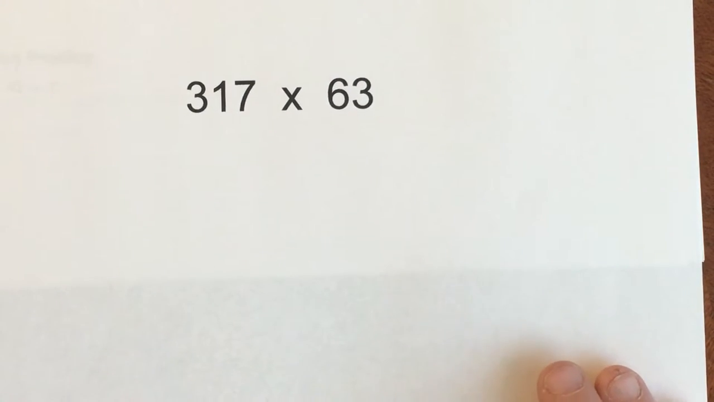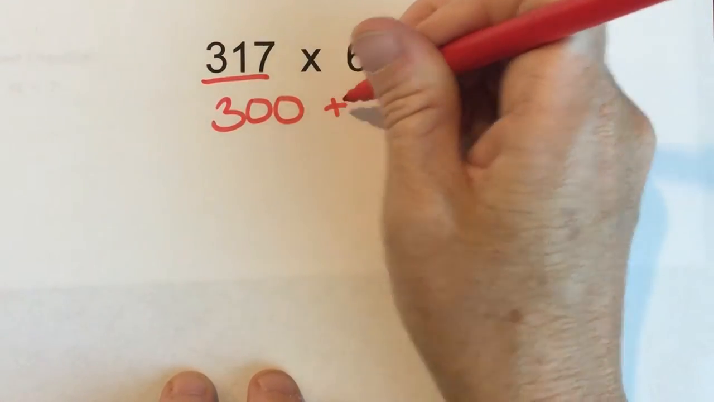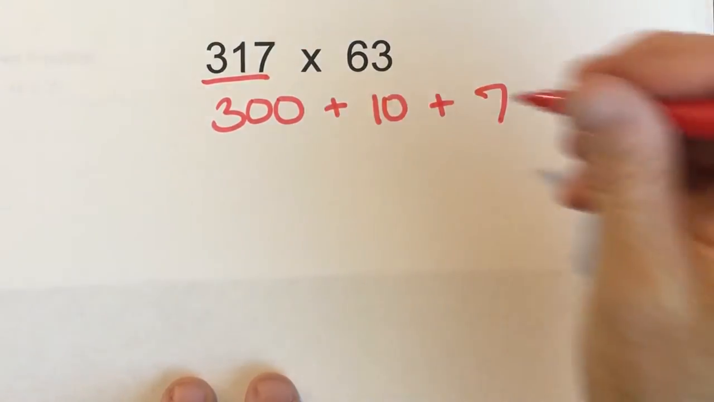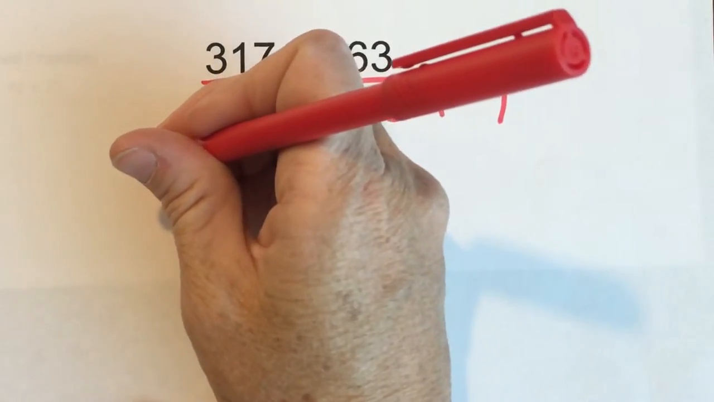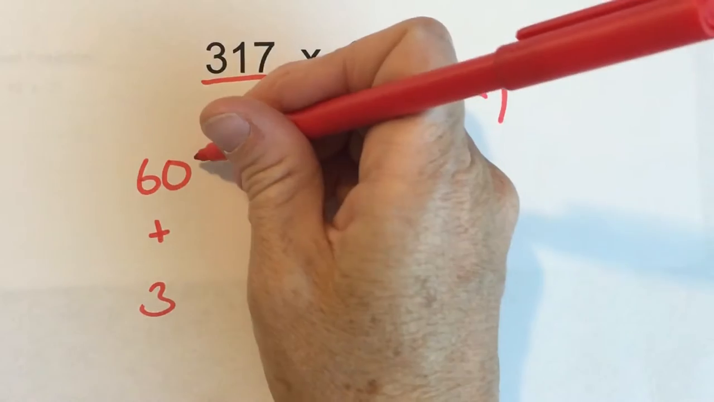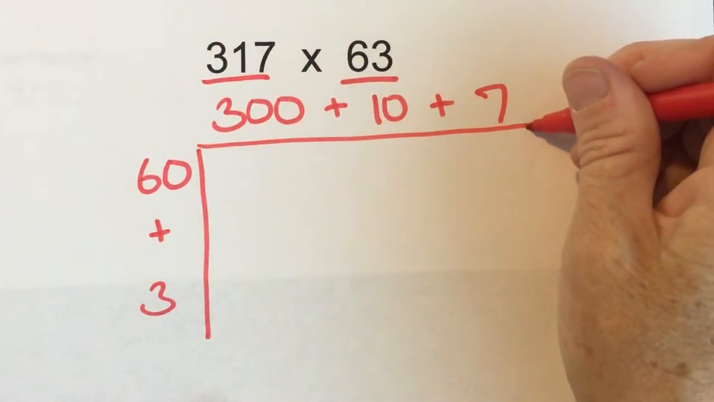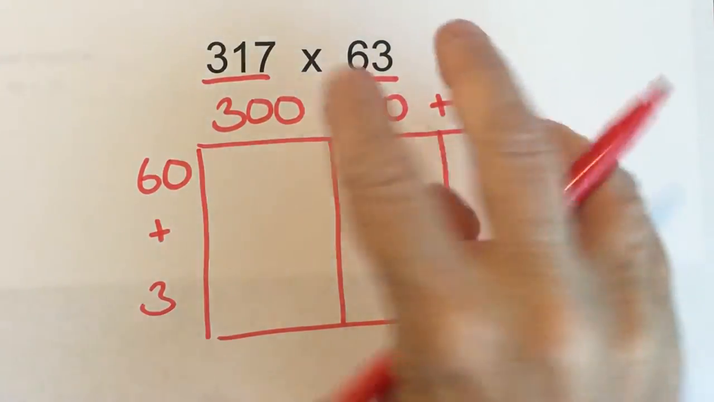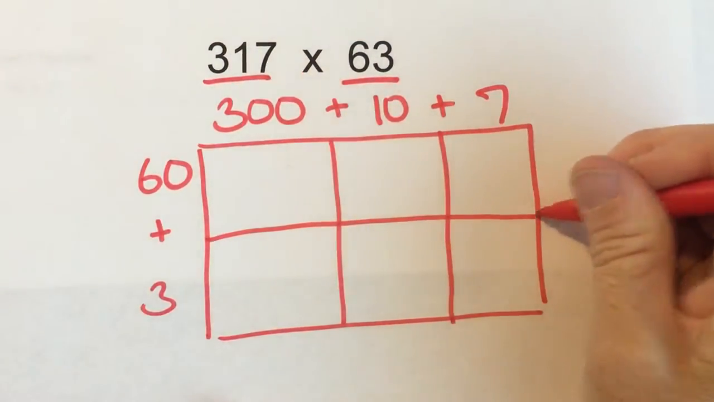Okay, let's try a more complicated one. And hopefully you have your steps in front of you, because I can't show my steps at the same time. Step 1 is I'm gonna take my greater factor and put it in expanded form on the top. So 300 plus 10 plus 7. Then I'm going to take my lesser factor and put it in expanded form on the left. Okay, so now we can draw our box. And this box is going to be 3 by 2.